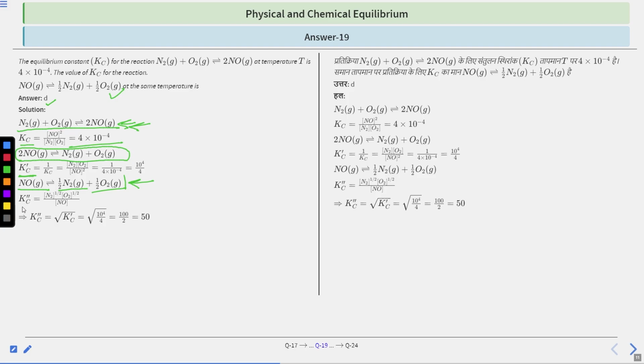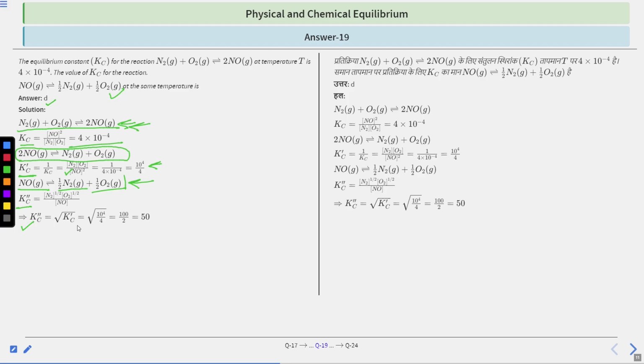We have done it. Now Kc for this is, suppose, Kc double prime, and it will be products divided by reactants concentration. Products are N2 to the power 1 by 2, because 1 by 2 are the stoichiometric coefficients, O2 to the power 1 by 2, divided by NO, which is the reactant. So we can clearly see that Kc double prime is nothing but the square root of Kc prime, because the square will become 1, 1 will become half.